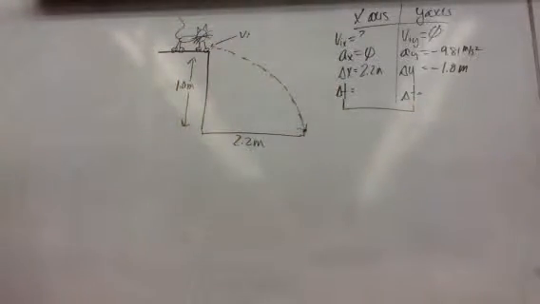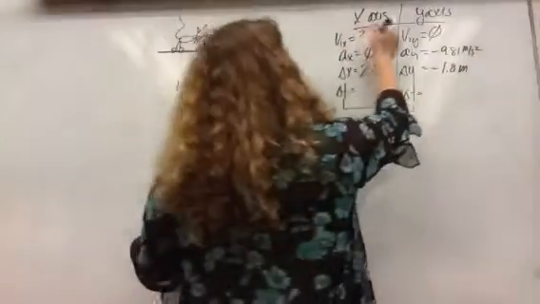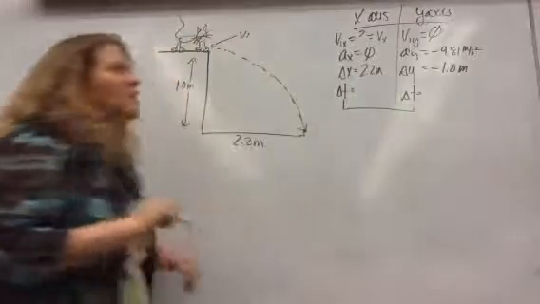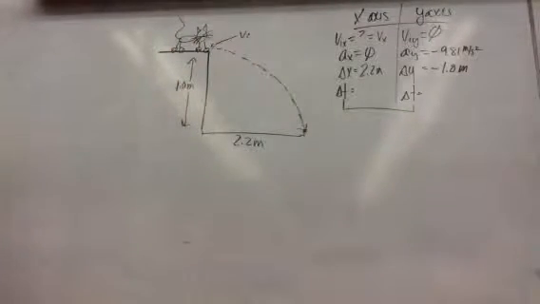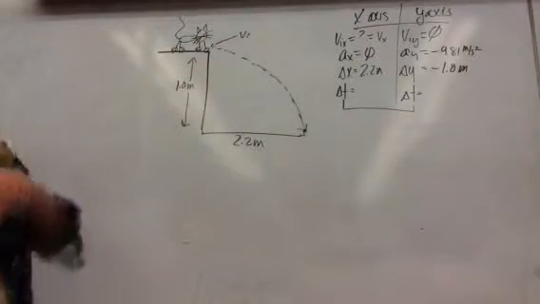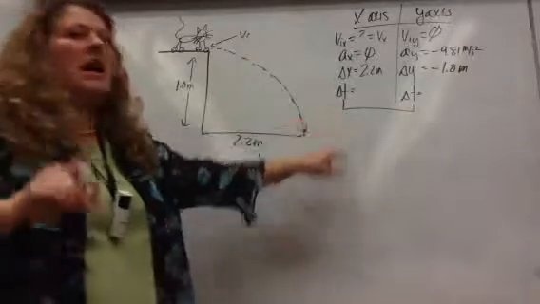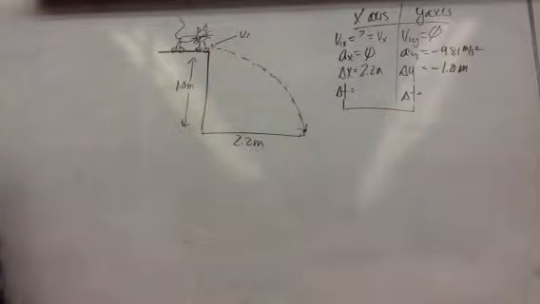Okay, so we know that since there's no acceleration, initial x velocity is equal to final x velocity is equal to x velocity. We can create an expression for time. Do it. Go. All right.